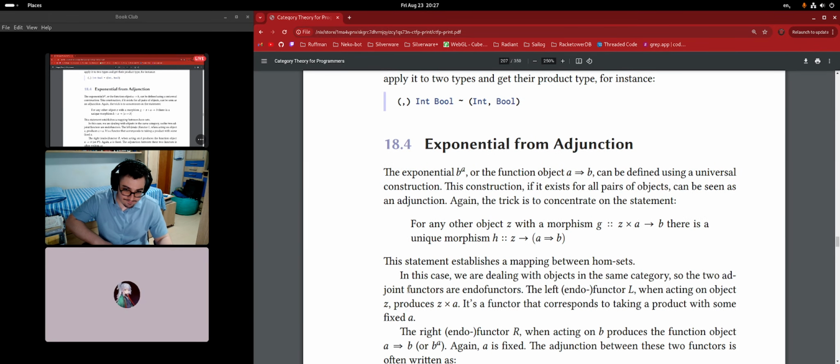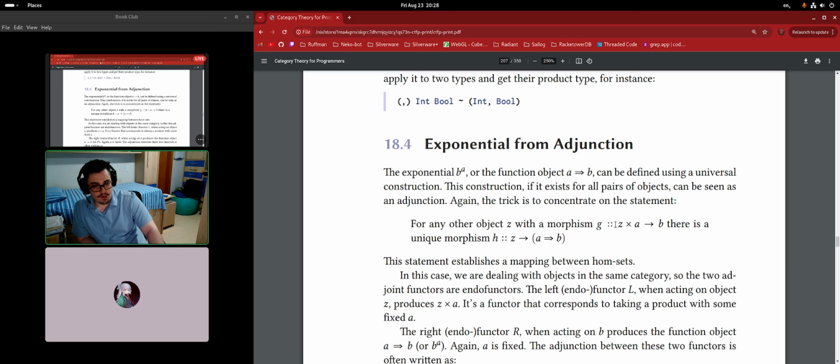Last thing, the exponential BA or the function object can be defined using a universal construction. We've seen this before. This construction, if it exists for all pairs of objects, can be seen as an adjunction. Again, the trick is to concentrate on the statement. For any object Z with a morphism G, right, there is a unique morphism H.